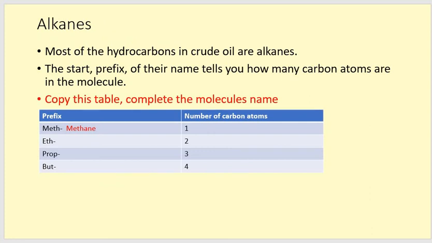Now, alkanes are the main group of hydrocarbons in crude oil, and the start of the name, the prefix, tells you how many carbon atoms there are. So meth means it's got 1 carbon atom, eth, it's got 2, prop, it's got 3, but, it's got 4. And they all have an ane on the end, so I've started the name here for you to finish it, and the number of carbon atoms goes next to it. And this is a table that you will need to copy and complete. You want to leave some space here for a third column because you can do something else as well in a moment. So pause the video while you do that.